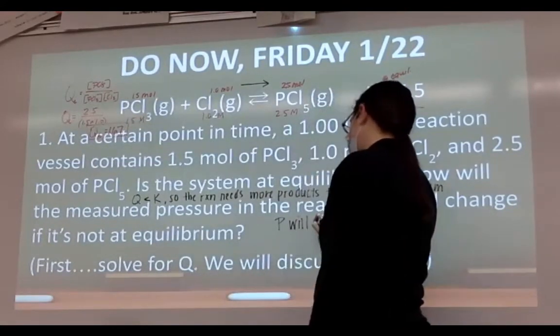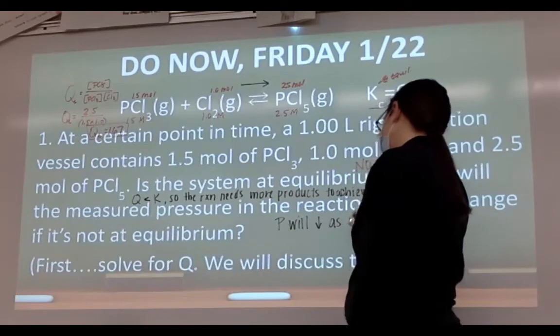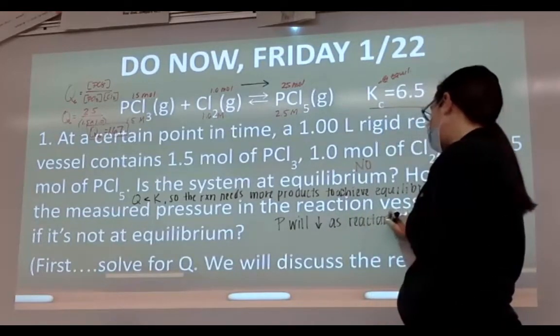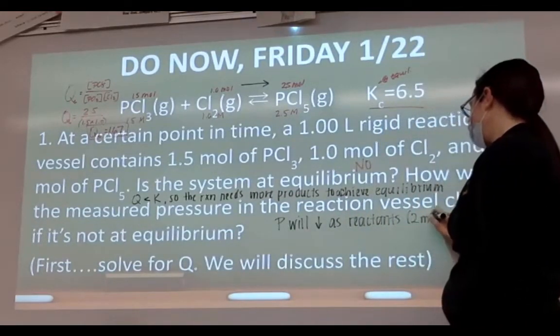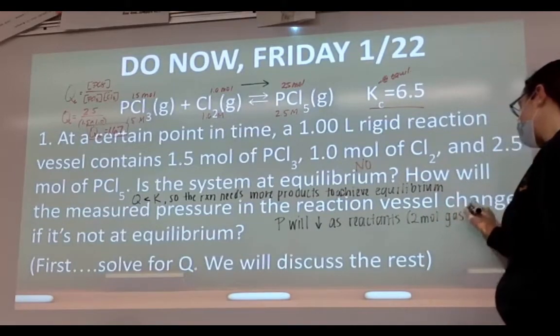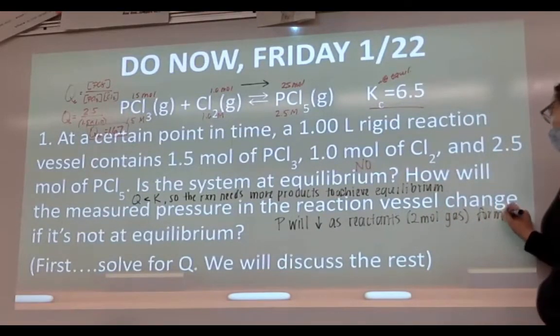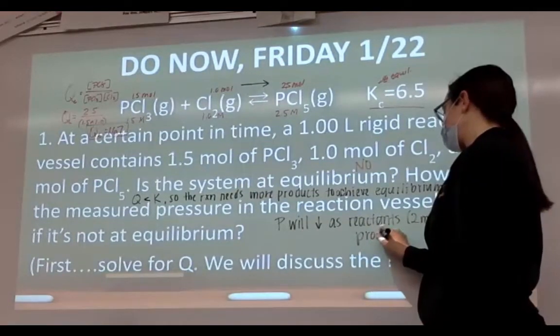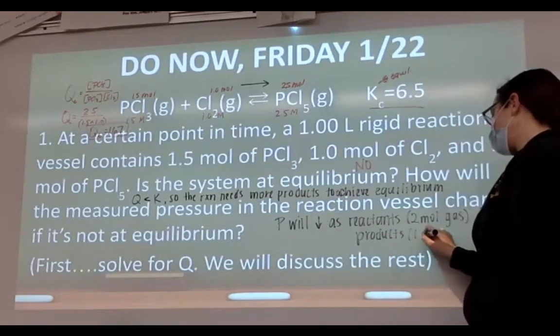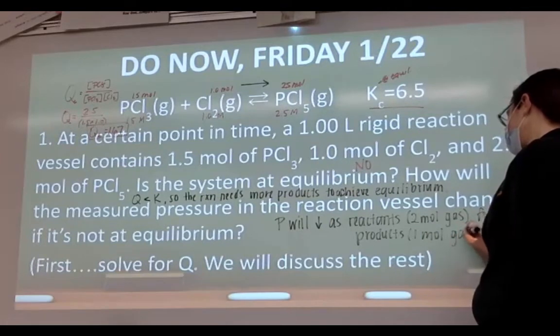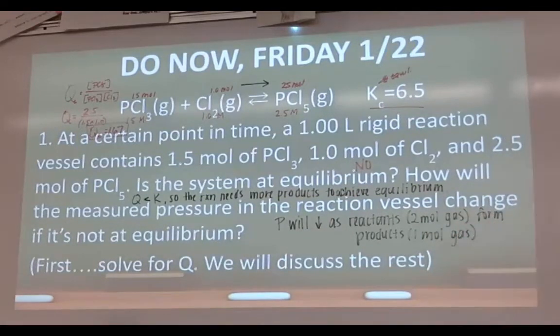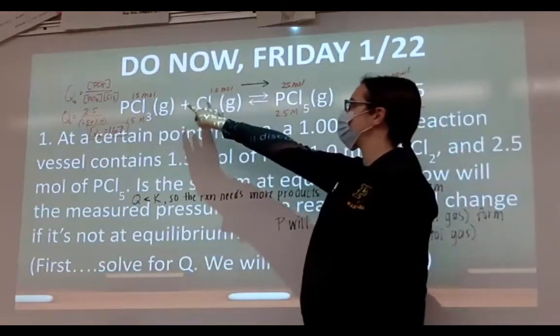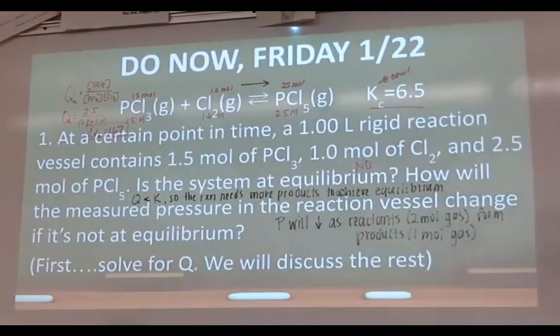So I'm going to say pressure will decrease as reactants, 2 moles of gas, form products, which is 1 mole of gas. So the measured pressure will decrease because the reactants, right, 2 moles of gas, are combining to form just 1 mole of gas. So we're going from more collisions to less collisions.